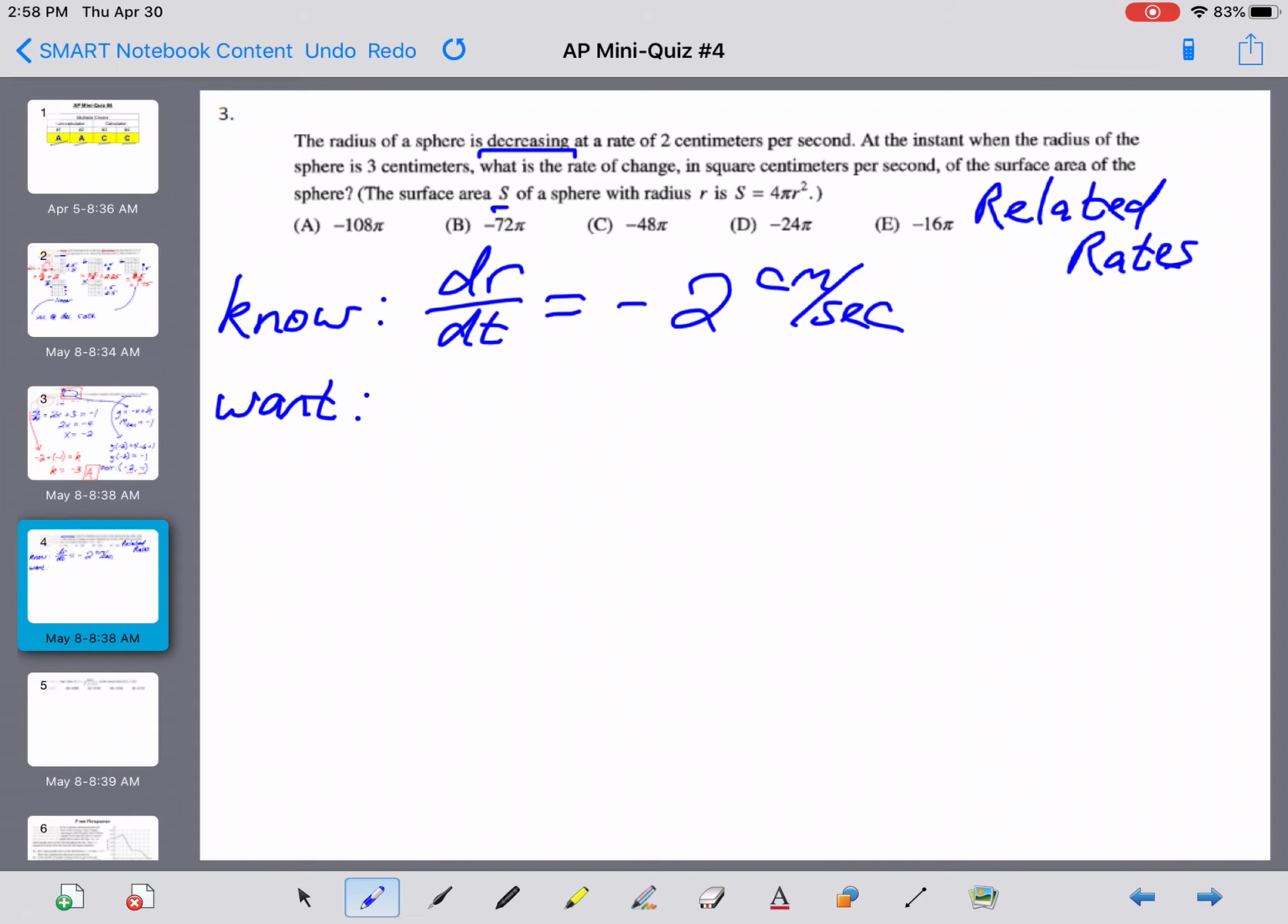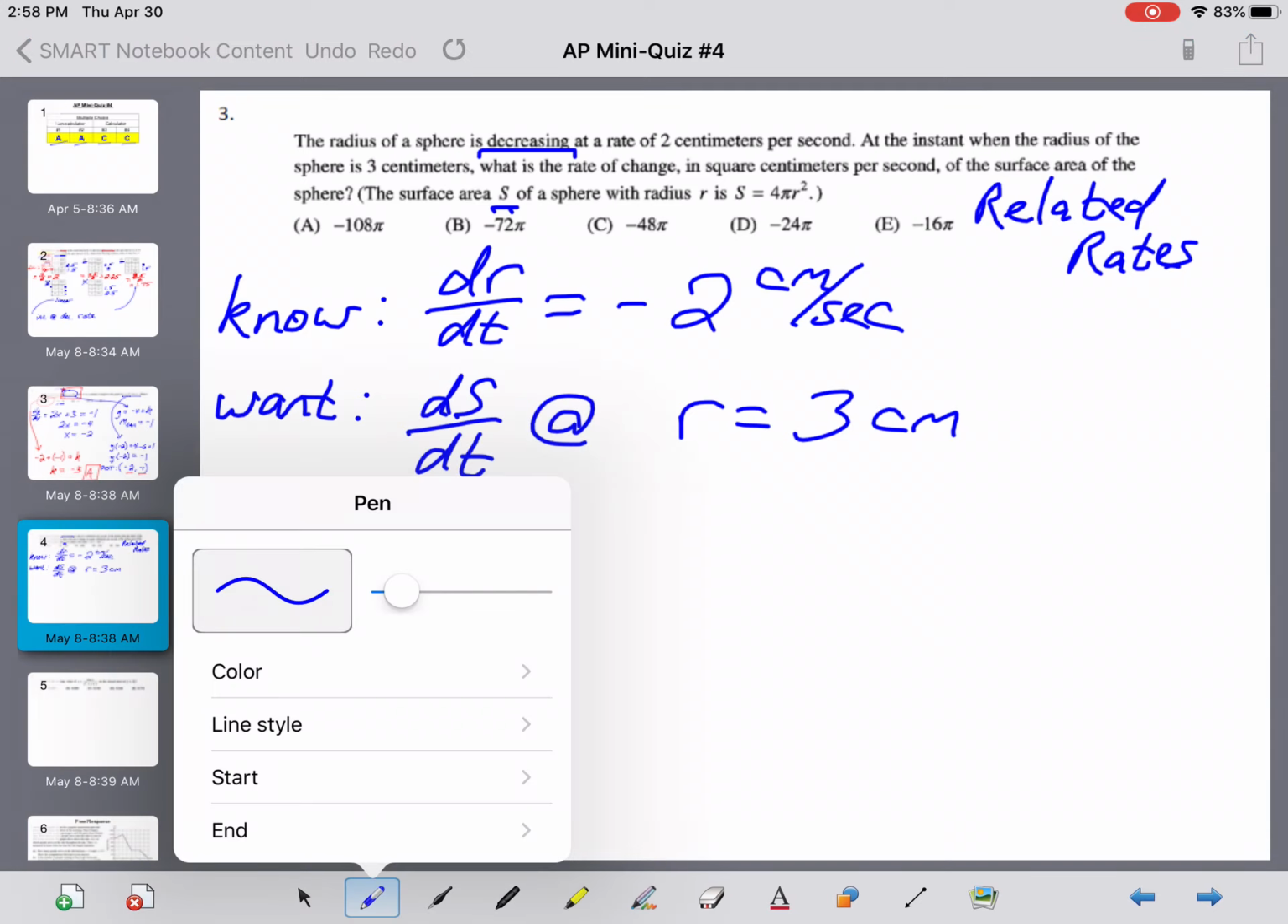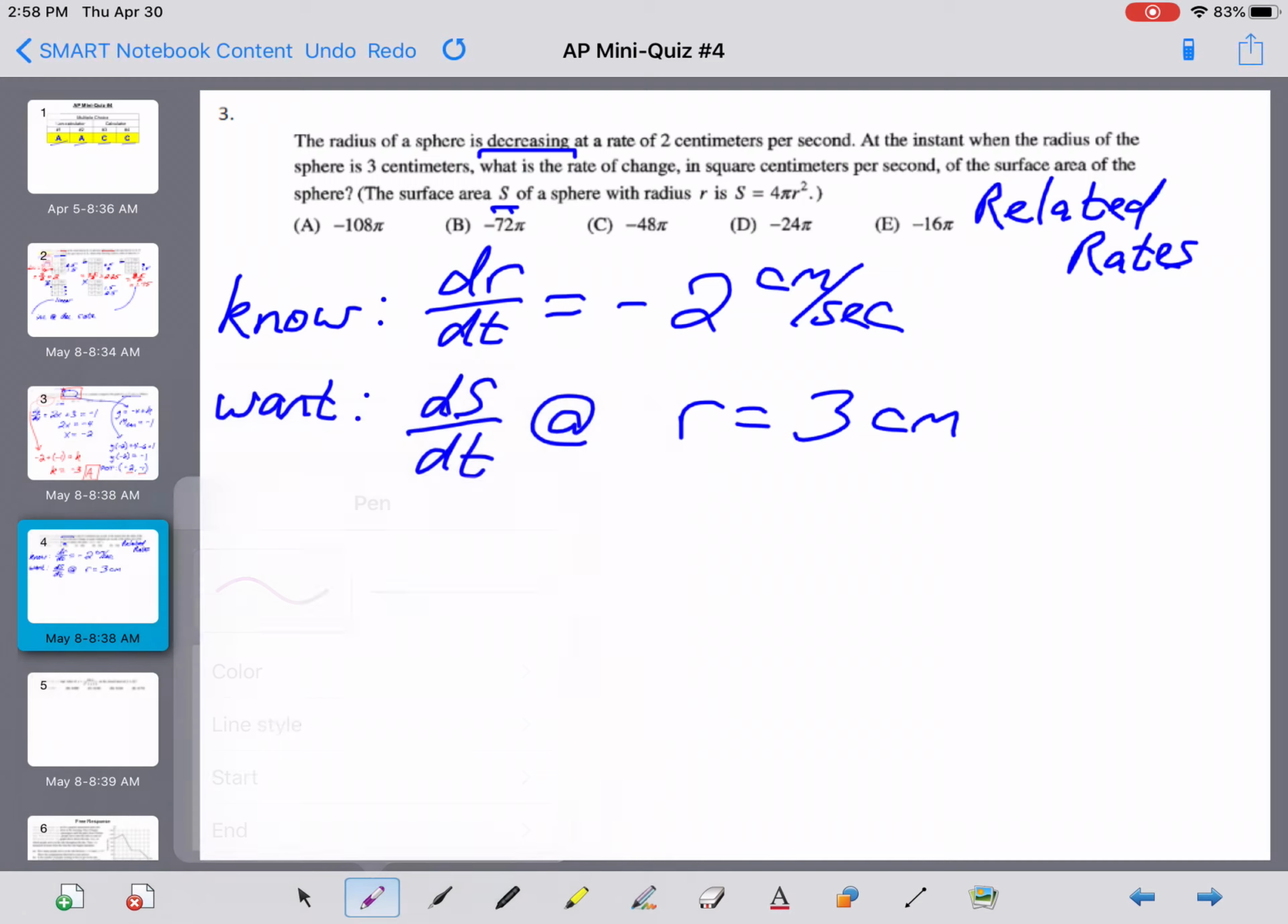Now, they're using capital S for surface area, so we want the derivative of S taken with respect to time at the instant when the radius of the sphere is 3 centimeters. My guess is that that means that the surface area is not decreasing at a constant rate. So we know dr/dt. We want to know dS/dt. That means that we need an equation that relates r and S together.